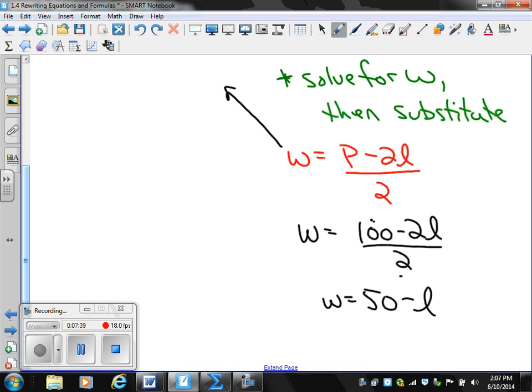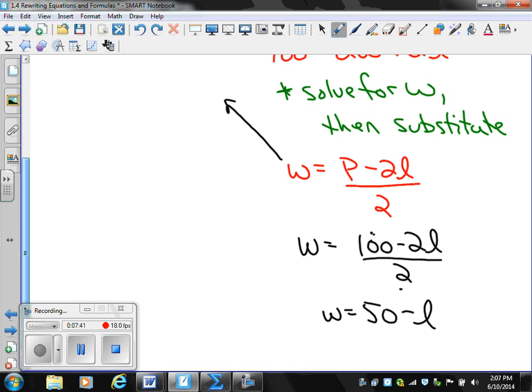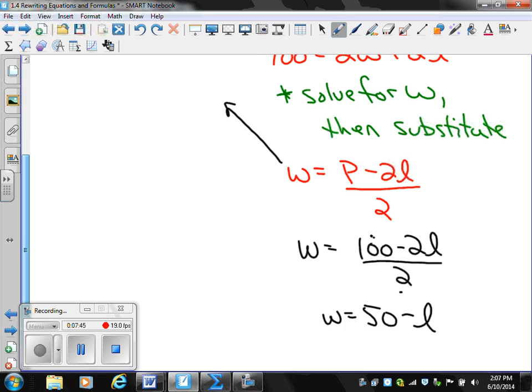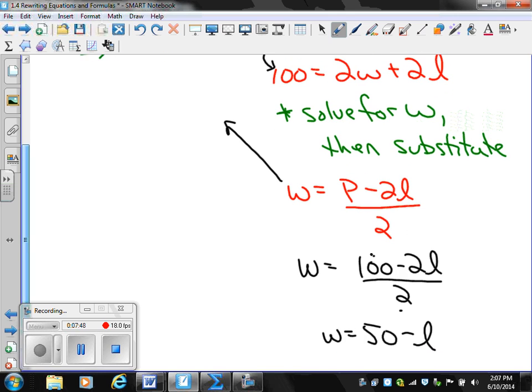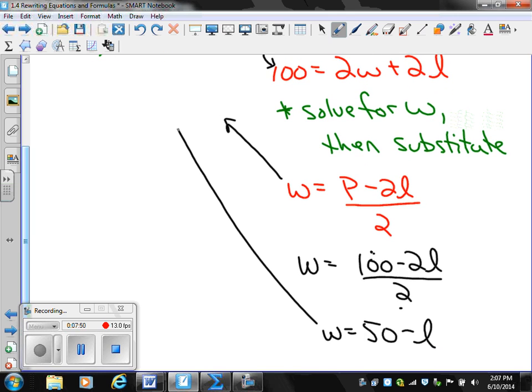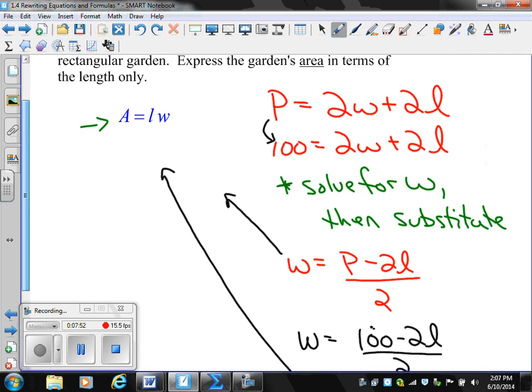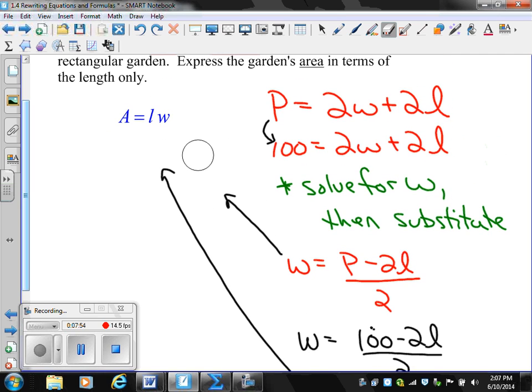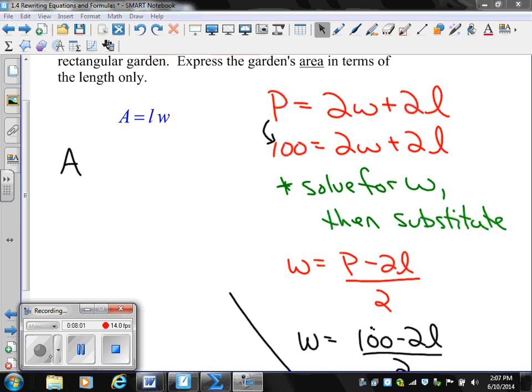Okay, so the reason why I want to be able to rearrange that is now I can put this into my area equation, right? I'm going to take this expression for W and throw that all the way up in here. Okay, so I've got all these arrows pointing every which way. Let's get some of this out of the way here. Okay, so I'm going to rewrite this area equals length times width equation. And I'm literally just copying this, but in place of W, I'm going to put this entire other expression of 50 minus L.